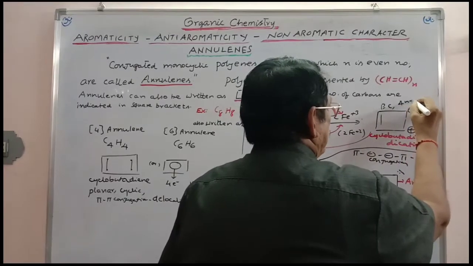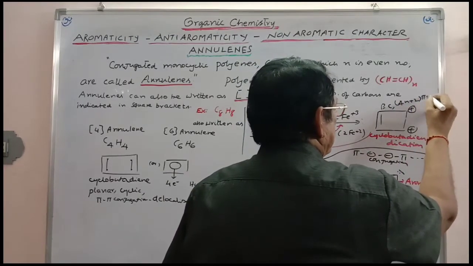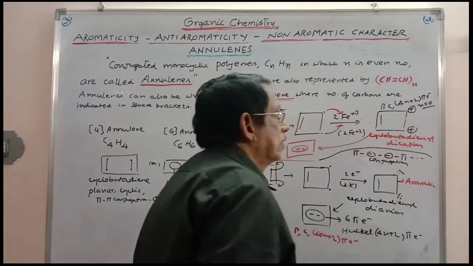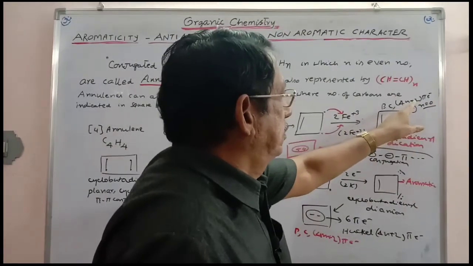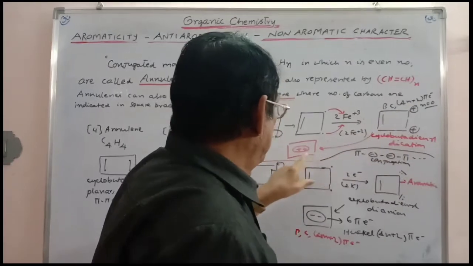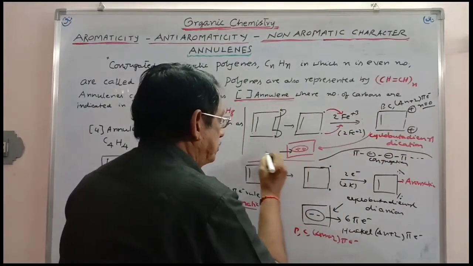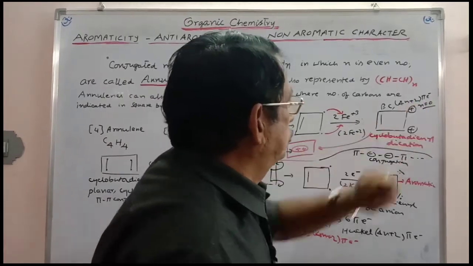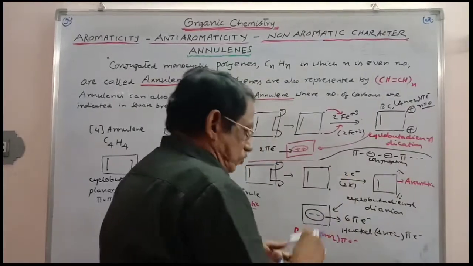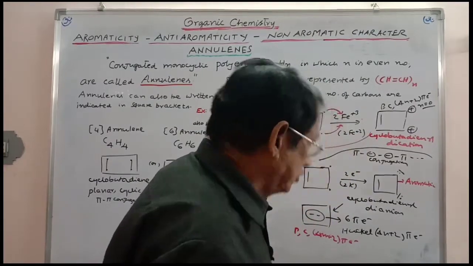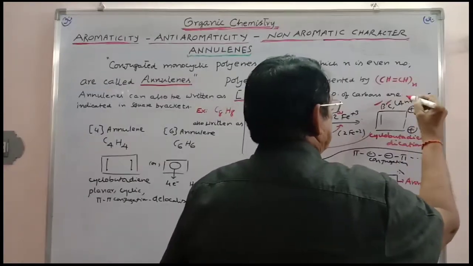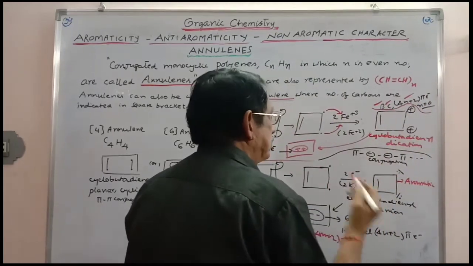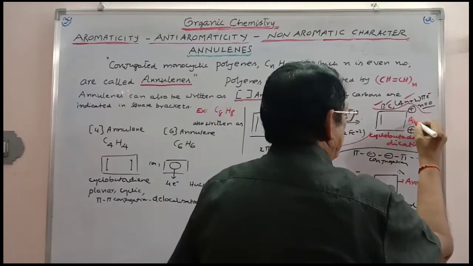Satisfying Huckel 4n plus 2 pi electron rule when n is equal to 0. With n equal to 0, there are only 2 electrons. These are the 2 electrons; this contains 2 pi electrons. So this is satisfying Huckel 4n plus 2 pi electron rule, and all these conditions are satisfied. So certainly, it is also aromatic.